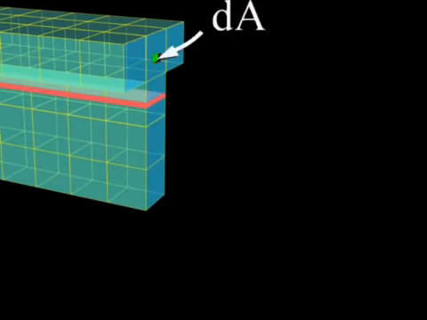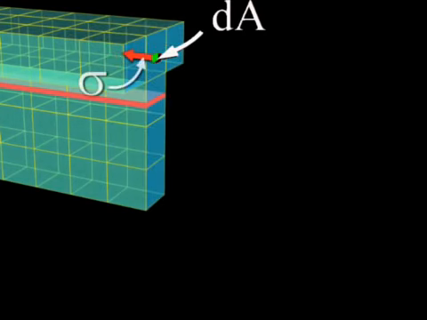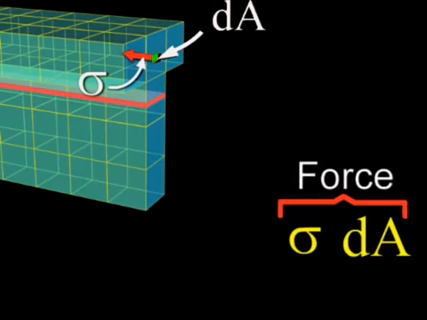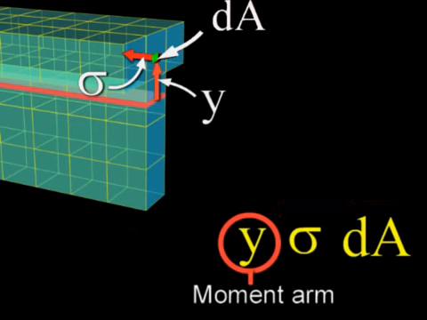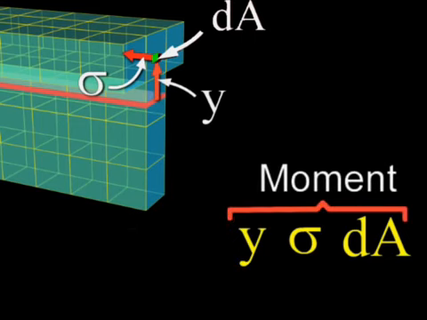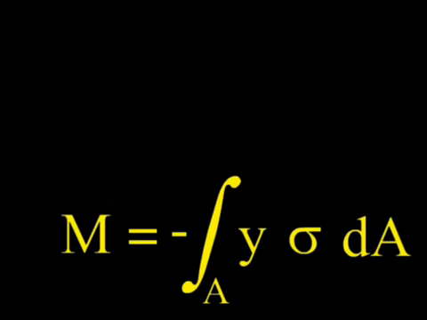For example, this area dA carries a compressive stress of this amount. This produces a force that acts at a moment arm y to produce a moment. We add up all such contributions by integrating over the cross-sectional area to produce the total moment M acting on this section. A minus sign is added so that a sagging moment can be considered positive. This equation is valid for any distribution of stresses.